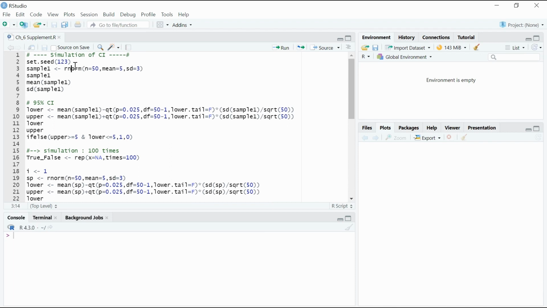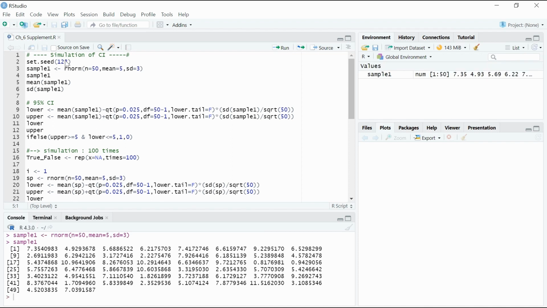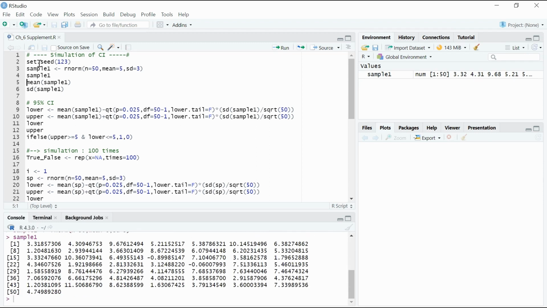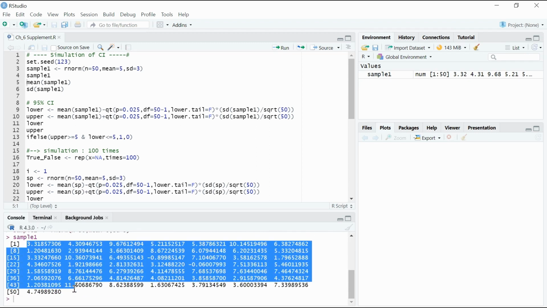Let's do it. As you already know, our rnorm function gives us samples from the normal distribution with this mean and this standard deviation. This time, we are going to make 50 random samples from the normal distribution with mean 5 and standard deviation 3. And we are going to store the result from the rnorm function into the sample1 variable that we made on our own. So you can see that the sample1 variable has 50 samples from the normal distribution.